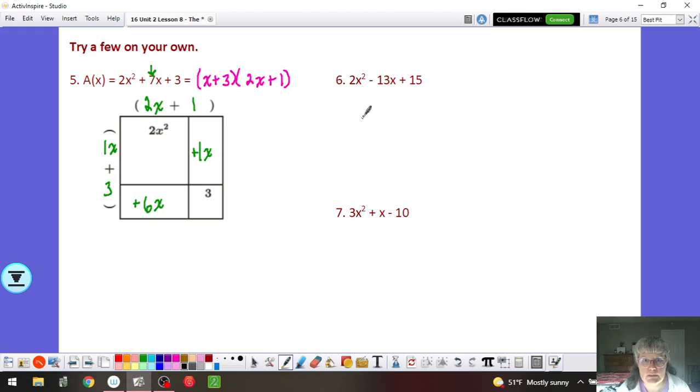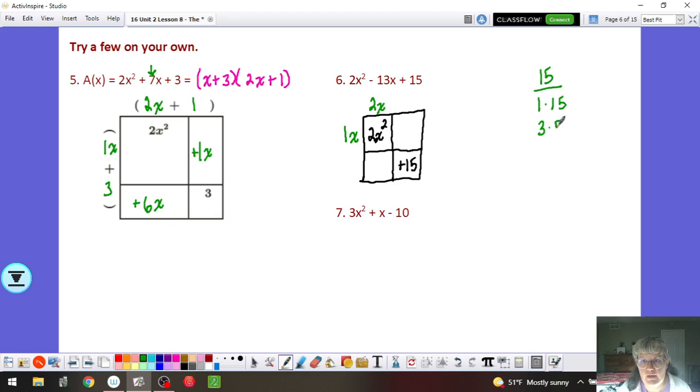So for number 6, we're going to draw our own area model. If we look, there isn't a common factor of 2, 13, and 15. 13, in fact, is a prime number. So we're going to have 2x squared in the top left. We're going to need to have plus 15 in the lower right. We already know that to get 2x squared, we need 1x and 2x. 15, though, could be 1 times 15, and it could be 3 times 5.